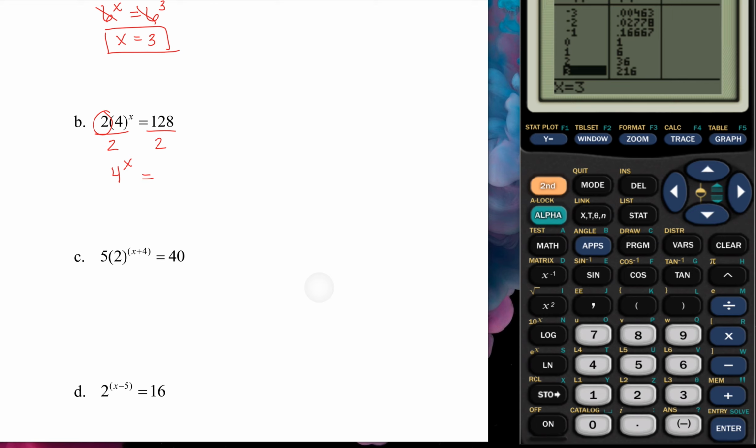So again, if you don't know how to do this, go to y equals in your calculator. And we're going to make that 4 raised to the power of x, and we're going to hit second table. And of course, we're going to look for where our answer is 64. And again, we end up with the answer of 3. So 4 raised to the power of x is equal to 4 raised to the power of 3. Of course, when we drop the bases, we get x equals 3.